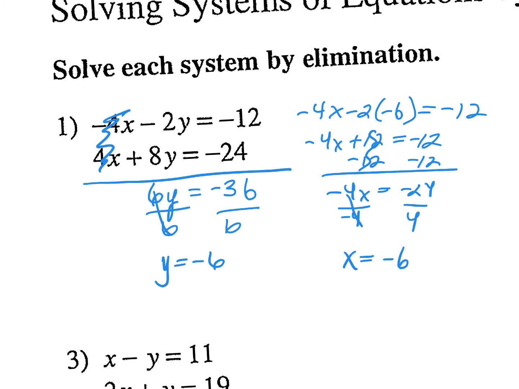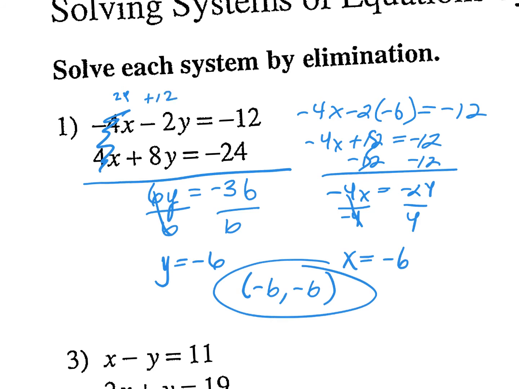How would I write my answer as an ordered pair? What is it? -6, -6. And what should I do before I move on? Just mentally check it. If I plug a -6 in the top one, -4 times -6 is 24. Then I have minus 2 times -6 gives me +12. Does 24 plus 12 equal -12? Hold on a second. Just answer my question. Does 24 plus 12 equal -12? No.